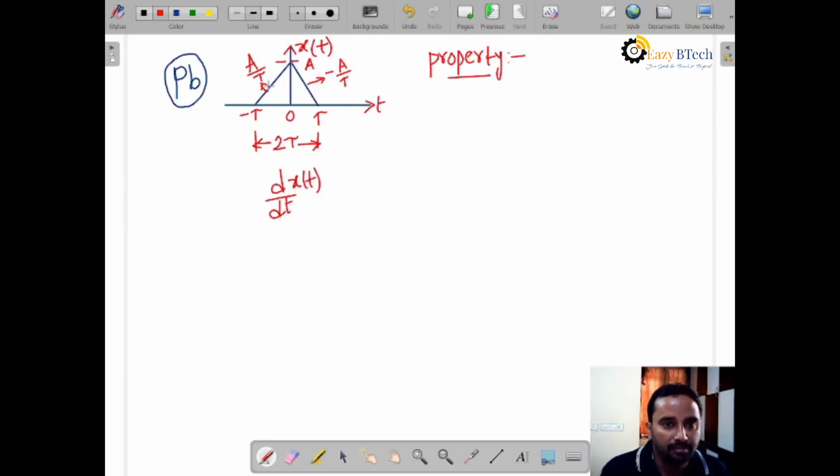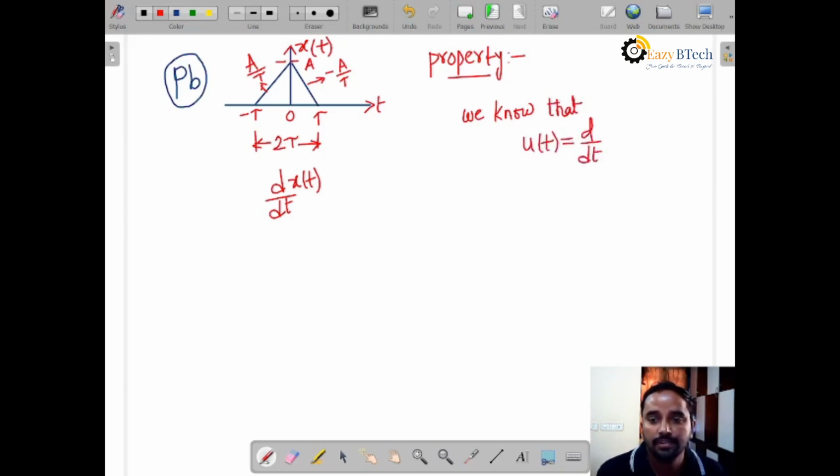From minus tau to zero we have a ramp. What is the differentiation of a ramp? We know that u of t is equal to d by dt of r of t. If you differentiate the ramp, we get u of t. Suppose the ramp slope is A, so we get a step of amplitude A. Whatever the slope of the ramp, we get that step amplitude. Here the ramp slope is A, so the amplitude of this step is A. Why? Because the slope of the ramp is A.